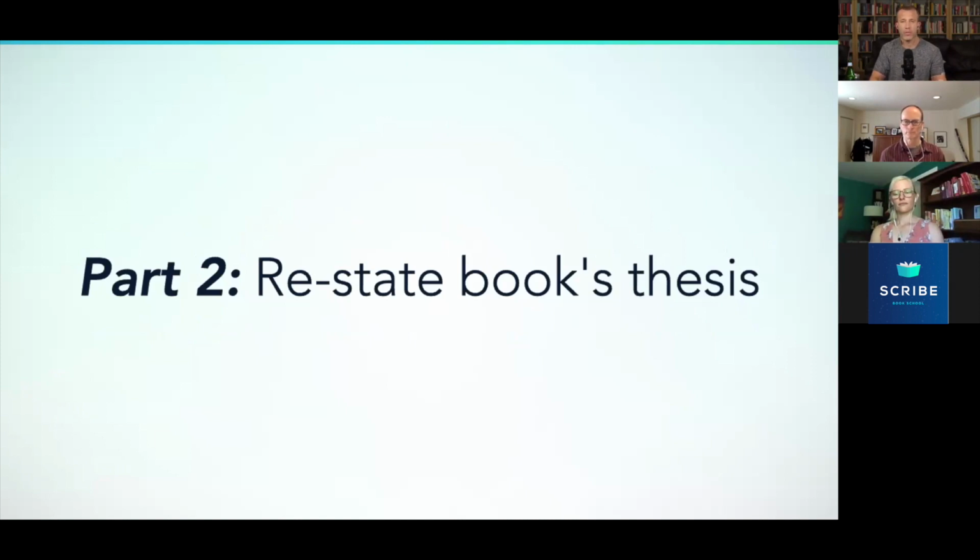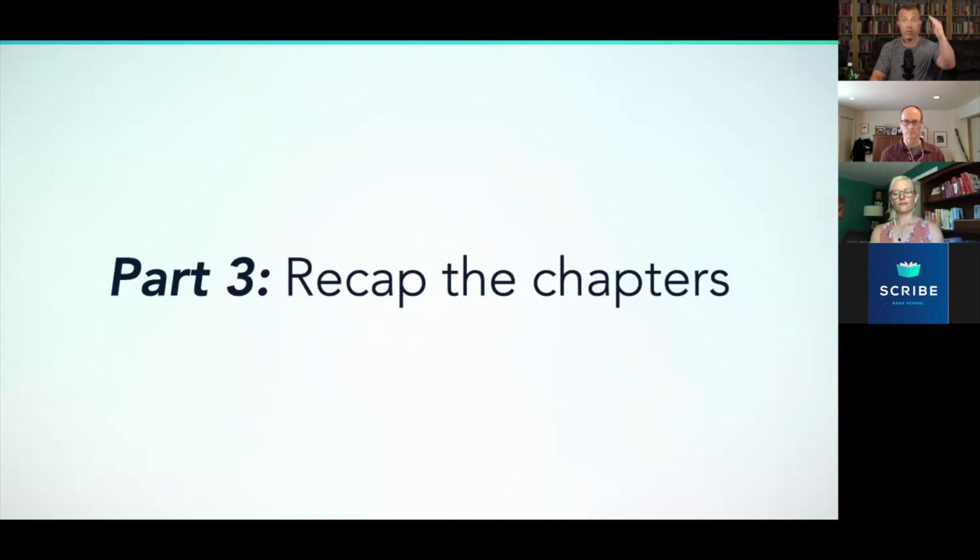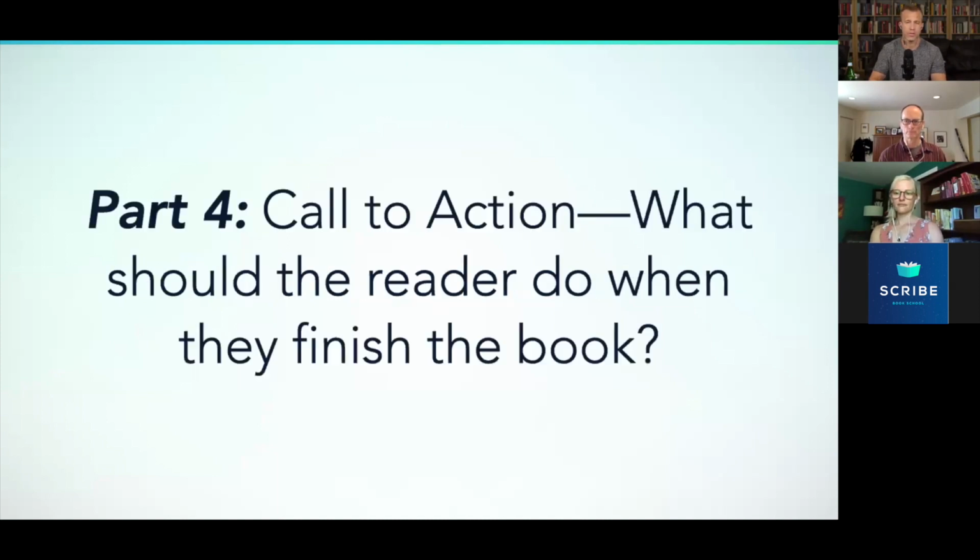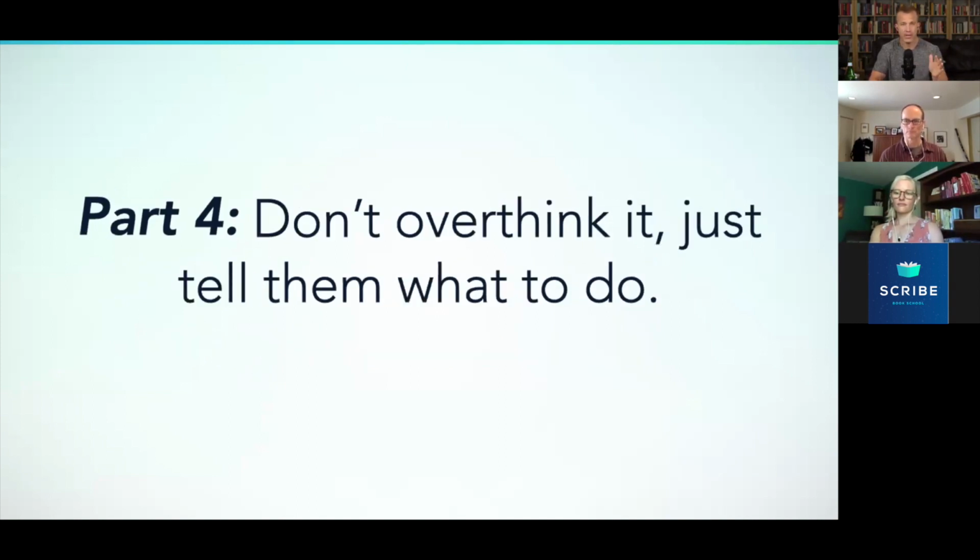Part 2, you want to restate the thesis. This is what the book was about. Then I like to go through and just recap every chapter. In chapter 1, you learned X. In chapter 2, you learned Y. In chapter 3, you learned Z. And by the way, if you've done your outline correctly, the key takeaways section of the outline, done right, can honestly be aggregated to form the outline of the conclusion. And then the last part is a call to action. What do they do when they finish the book? And don't overthink that. Just tell them what to do.